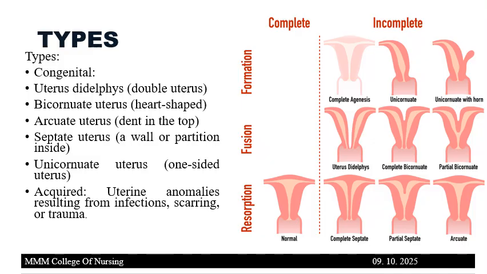Acquired. So these uterine abnormalities can also be acquired, may not be because of congenital reasons. The reasons can also be uterine anomalies resulting from infection, scarring, or trauma. So the type basically is divided into congenital and acquired. Congenital is again divided, as you see in the picture, based on the formation, fusion, and resorption.